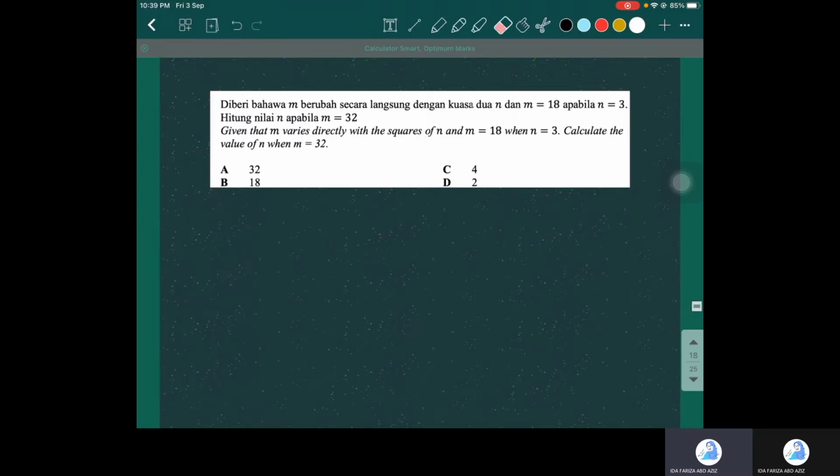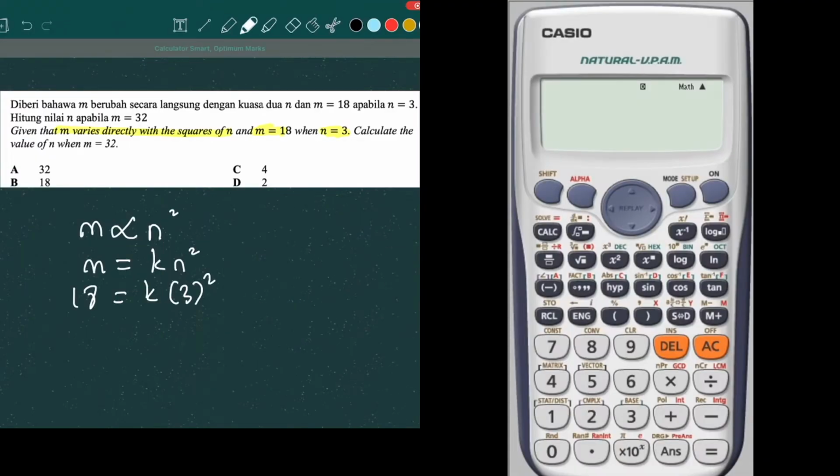Okay, next. Given that m varies directly with the squares of n, and m equals 18 when n equals 3. Okay, m varies directly with squares of n, maksudnya macam ni. Okay, so tukar pada equation form, it means m equals kn square. Right, so masukkan je dalam kalkulator 18 equals k 3 square. Okay, untuk kita cari nilai k, boleh masukkan terus ni dalam kalkulator. So, jom kita tekan kalkulator kita.